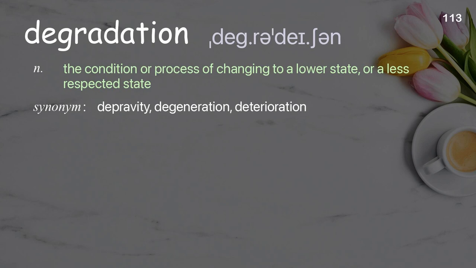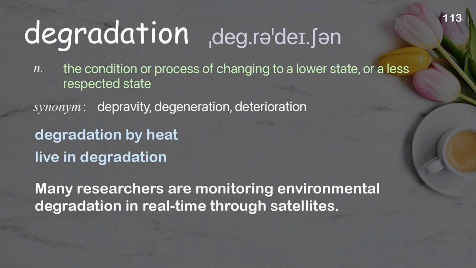Degradation. The condition or process of changing to a lower state, or a less respected state. Examples. Degradation by heat. Live in degradation. Many researchers are monitoring environmental degradation in real time through satellites.